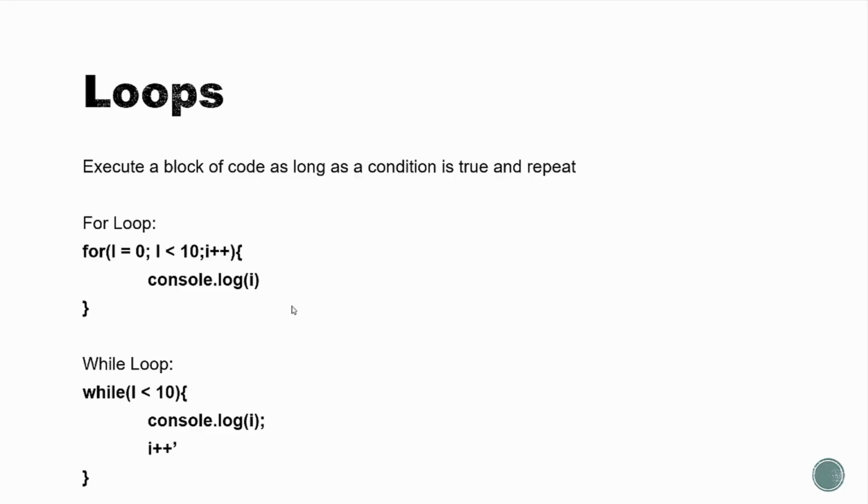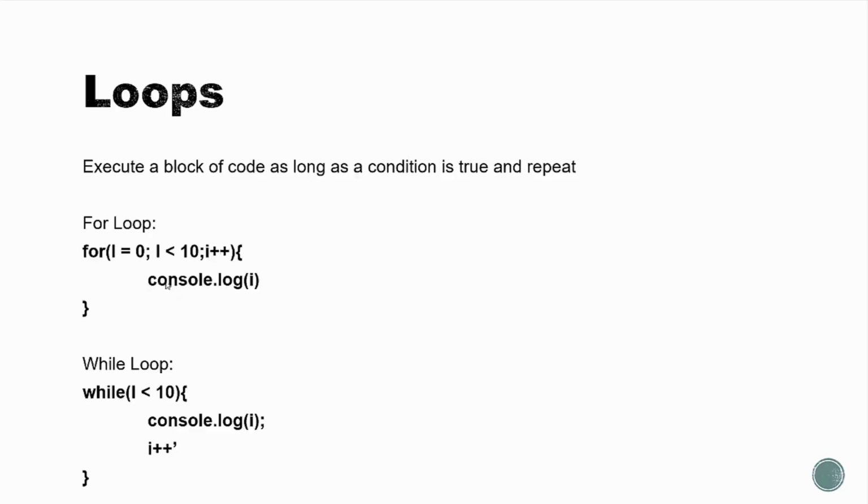Next we have loops. Loops can execute a block of code as long as a condition is true, and then it will repeat that until the condition is no longer true. So there's a couple different kinds of loops. We have a for loop. You can see we're using the for keyword, and we're setting 3 different parameters. We're setting I to 0, and then we're saying as long as I is less than 10, then we're going to run this code, and we're also going to increment it by 1 by saying I++.